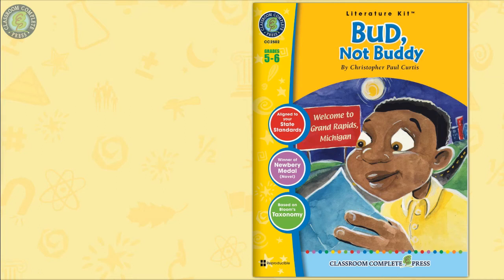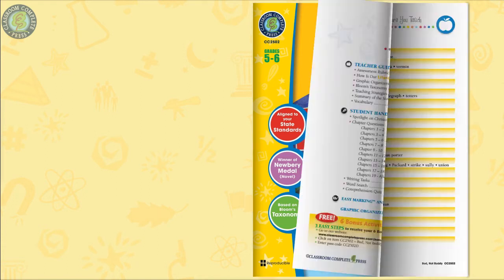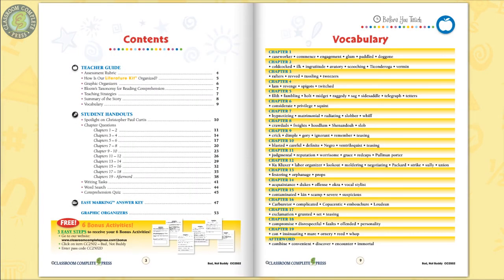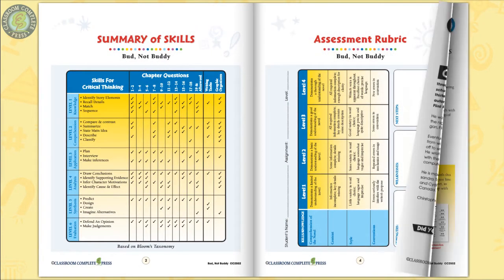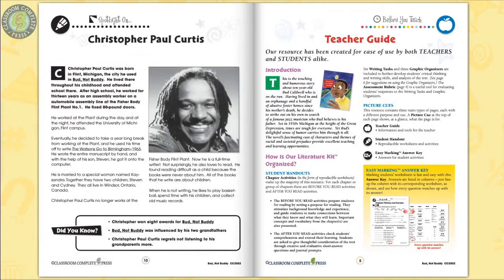This literature kit on Bud, Not Buddy by Christopher Paul Curtis poses questions that will initiate great conversation and discussion in any classroom. 55 pages chock full of before-you-read worksheets for each chapter section, along with vocabulary prompts to prepare your students for the reading, with rubrics, teacher guide, and author biography.